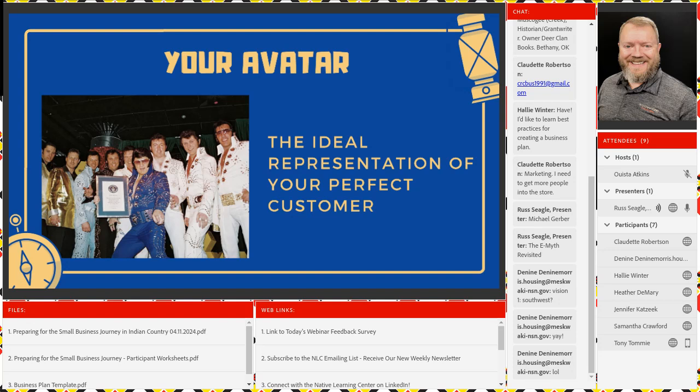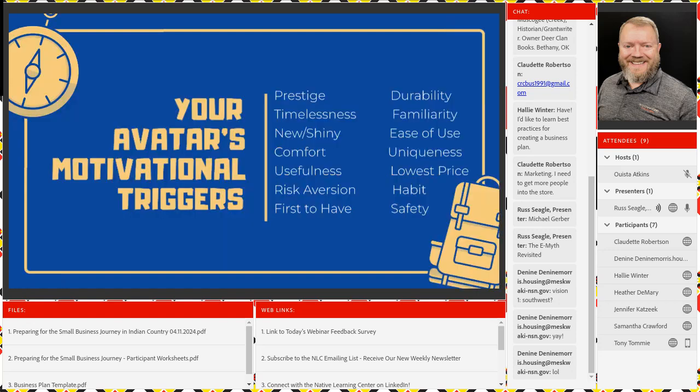Think about the emails that you get. Do you open the emails that say, "Dear potential customer," or do you open the emails that have your name or your nickname? Those are the ones that are personalized. You are someone's avatar. Your avatar will have motivational triggers. Again, you are someone's avatar.